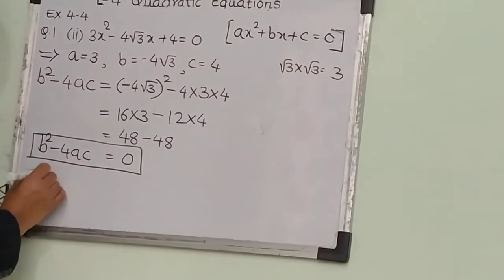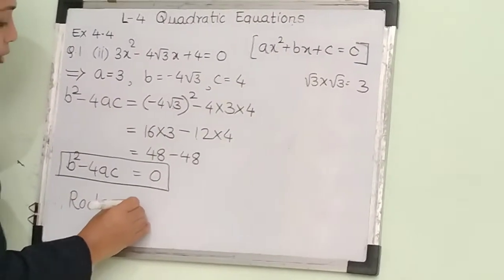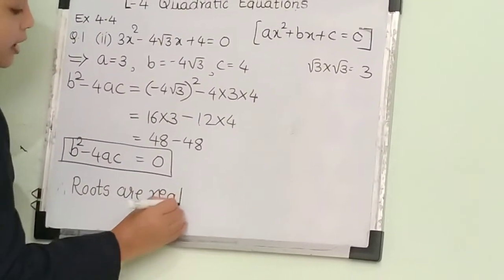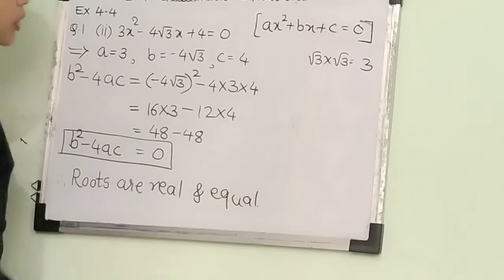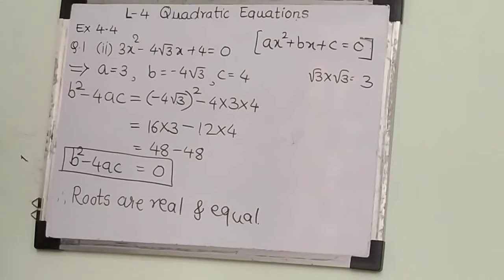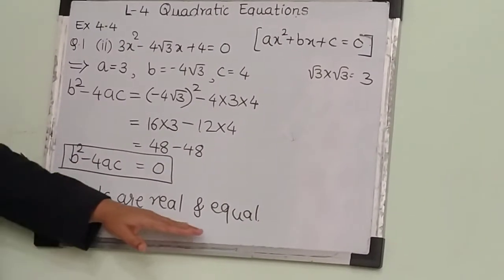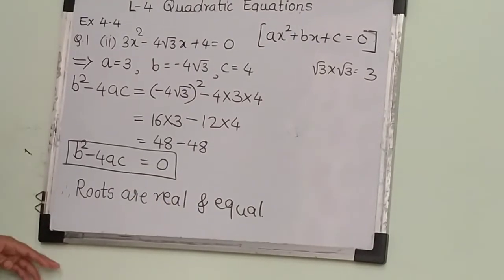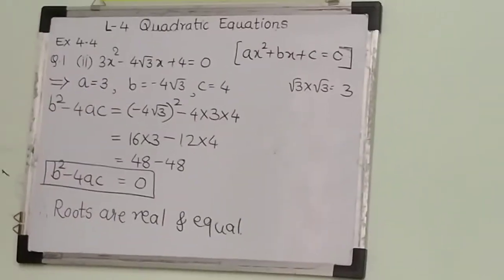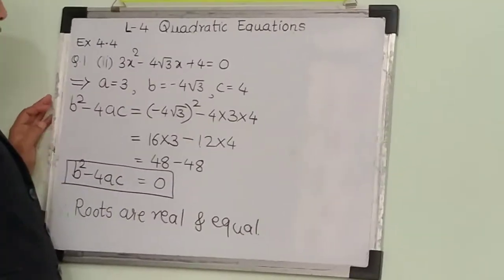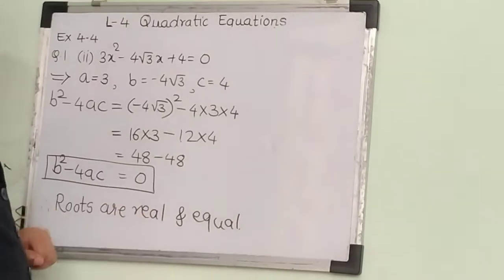Hence the roots are real and equal, because we saw before that only when the value of the discriminant equals 0, the roots are real and equal. So like this we have to solve the sum. Now here the roots exist because the roots are real and equal.